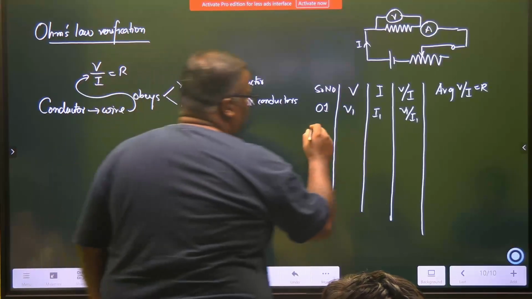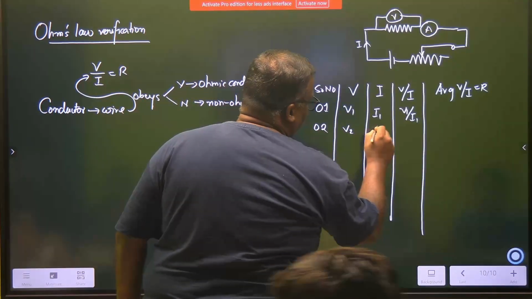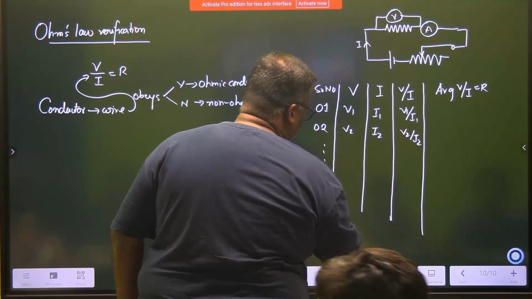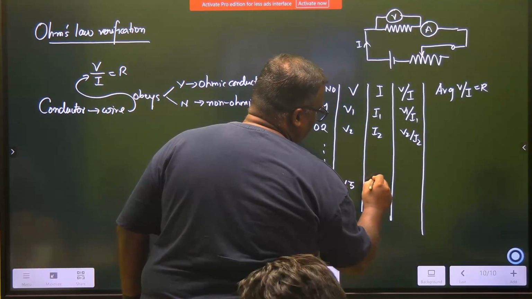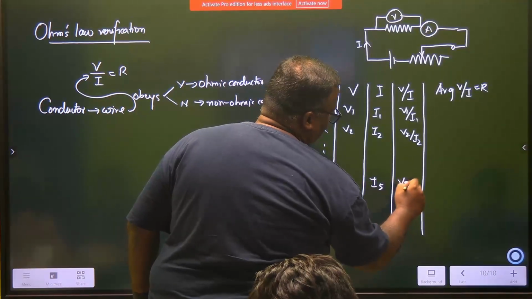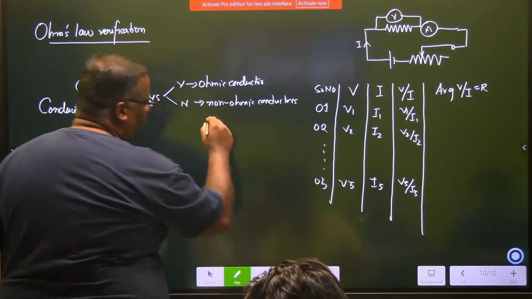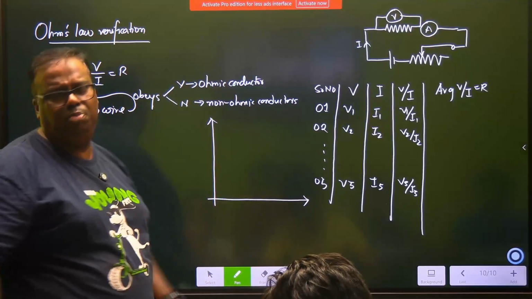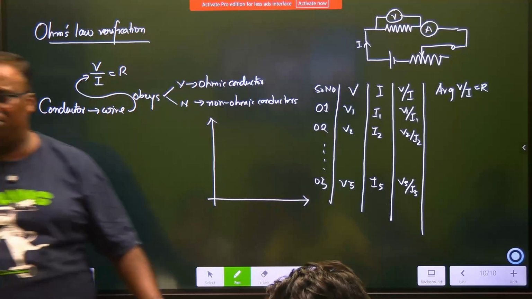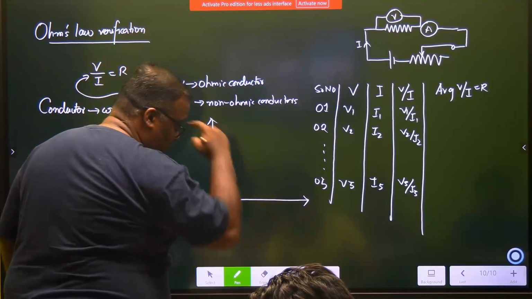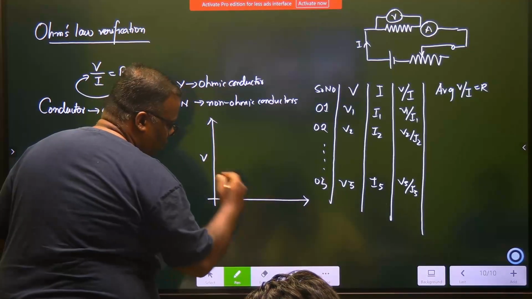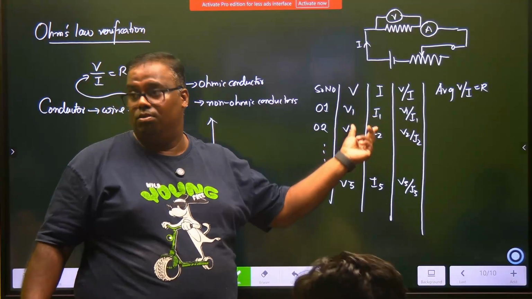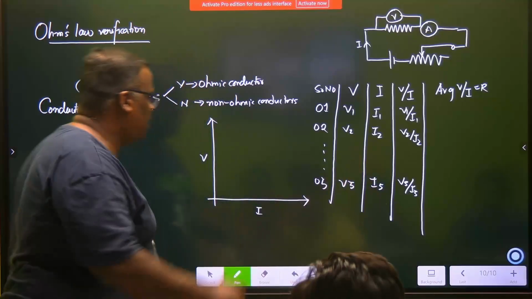Okay. So for my second reading, I get V2 and I2, and again I get V2 by I2, and so on. I take say 5 readings, V5 and I5, and I plot V5 by I5. Before that, children, no conductor in this world will be a pure ohmic conductor. Please understand that. Voltage is always on the y-axis, I on the x-axis. And these are my coordinates, V1, I1, V2, I2, V3, I3. So I start plotting them.